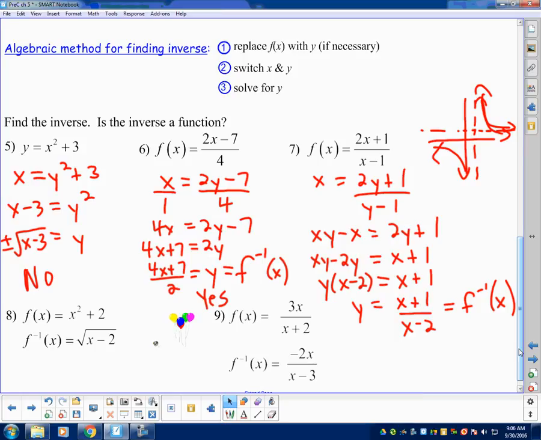Is that going to pass the horizontal line test? Yeah, I think so. So that means what about its inverse? It's a yes. It's a function. And you could graph it on your graphing calculator to help decide.